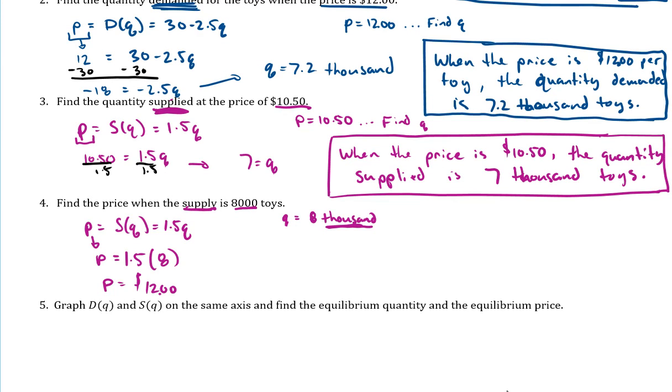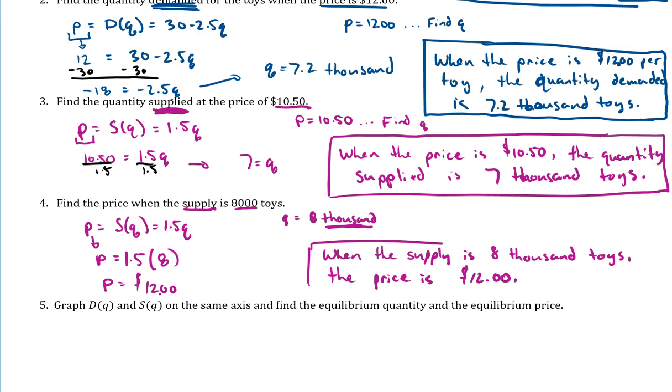So this means, okay, so when the supply is 8,000, let's actually keep it in words, 8,000 toys. The price is $12. All right.